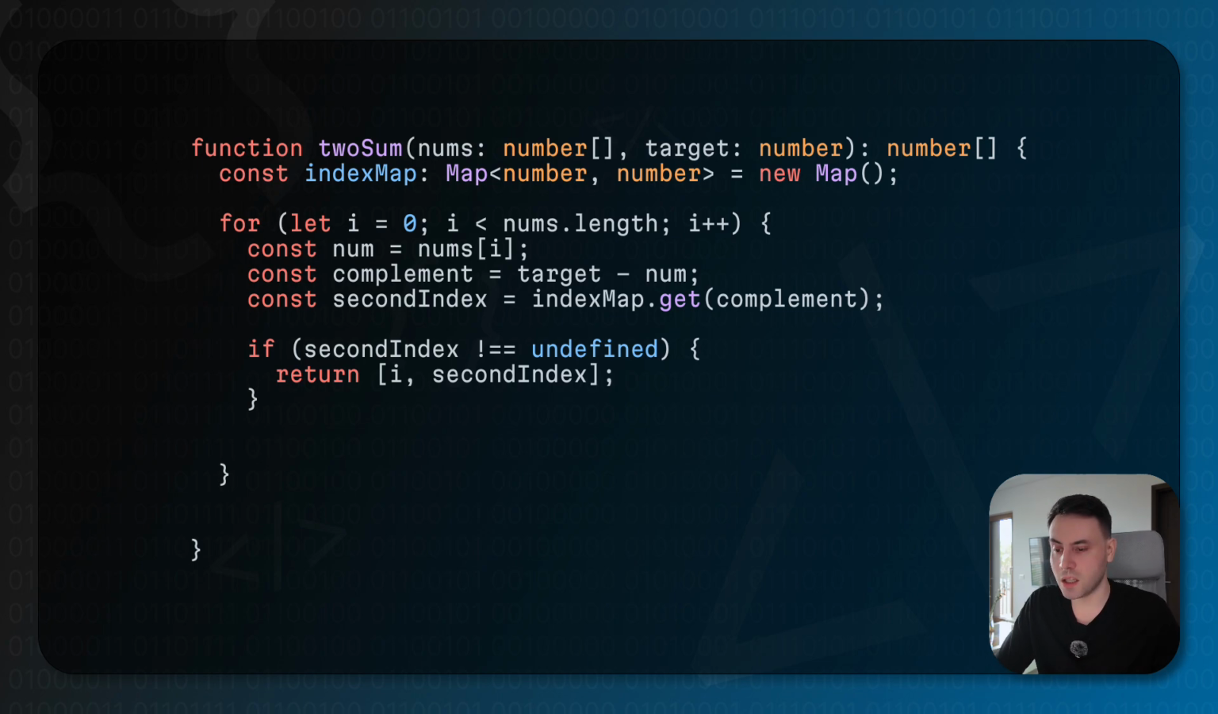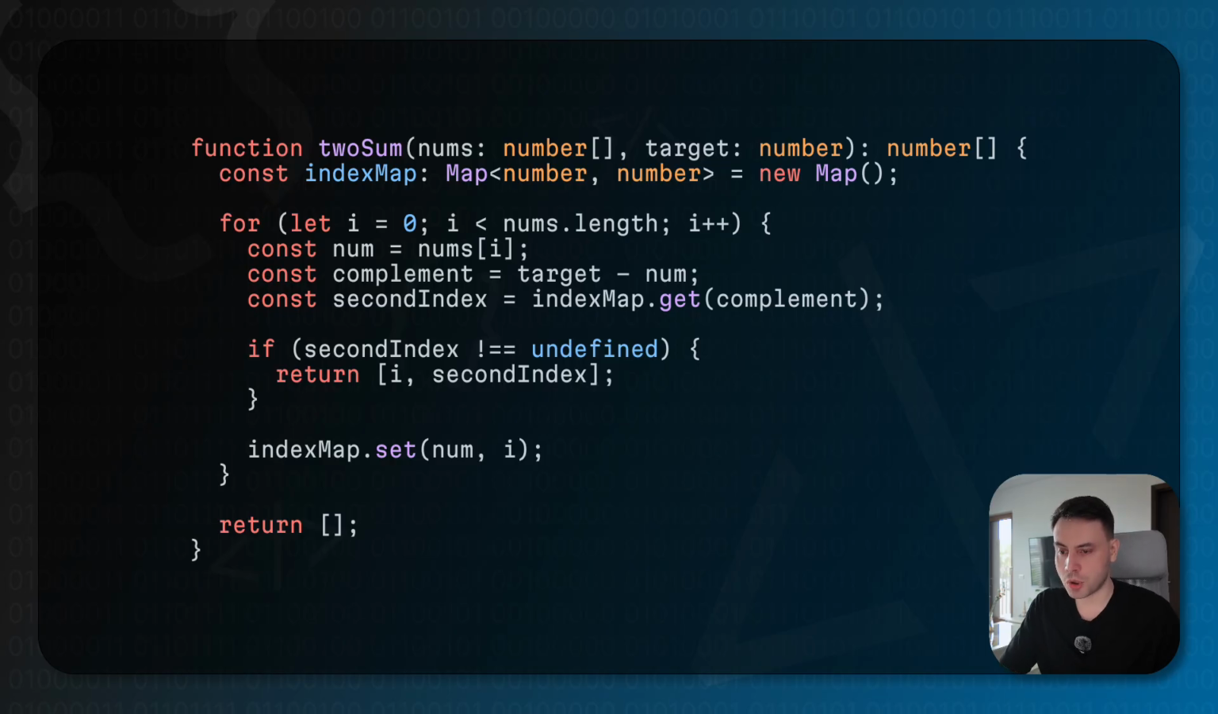If the complement is not found in the hash map, we store the current number's index using the number itself as the key. Finally, if we complete the loop without finding a valid pair, we return an empty array from the function. And what about time and space complexity of this solution?